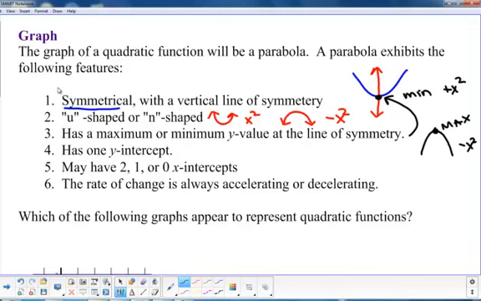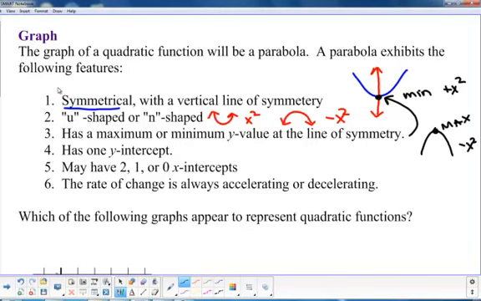It'll cross the y-axis one time. For the x-intercepts, it might have 1, or none, or 2. 2 at most because of the x squared. And your rate of change, basically the second difference, is constant.